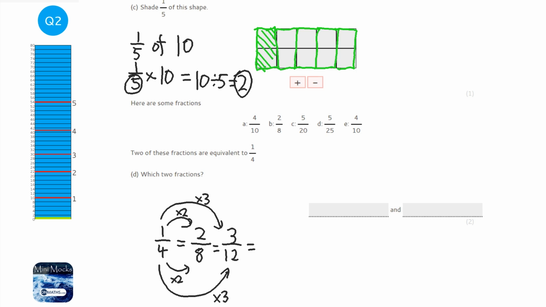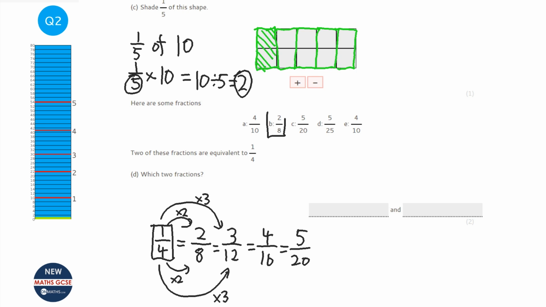Then I'm going to times them both by 4, and I'm just looking at this original fraction here. I'm going to times them both by 4, so it would be 4 over 16, and times them both by 5, 5 over 20. Now all those fractions are equivalent, which means the same as a quarter. So let's have a look at our list. Well, we've got 2 over 8 there, so it's that one, and we've got 5 over 20 there. So my answer is going to be fraction B and fraction C.